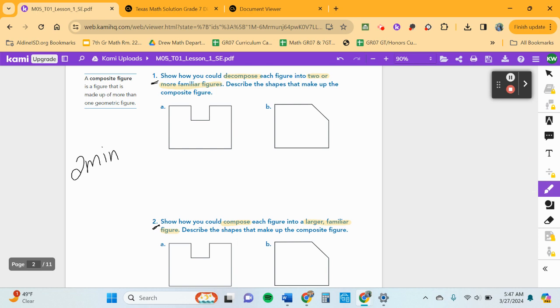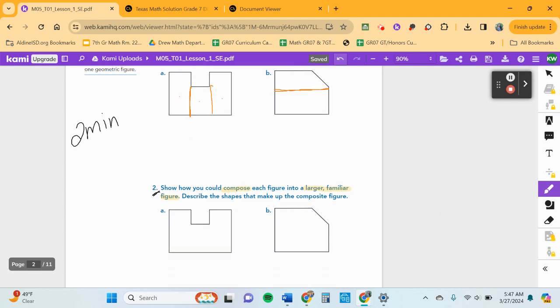Looking at figure A, I'm just going to draw a line here, and I'm going to draw a line here. Now I can see that I've got 1, 2, 3 rectangles, and those are familiar shapes to me. If you drew it a different way, that is okay, because like I said, our answers will vary. But as long as you can see two or more familiar figures in your shape, you've got it correct. For B, I'm going to draw a line here. And now I've got two familiar shapes. I've got a trapezoid and a rectangle.